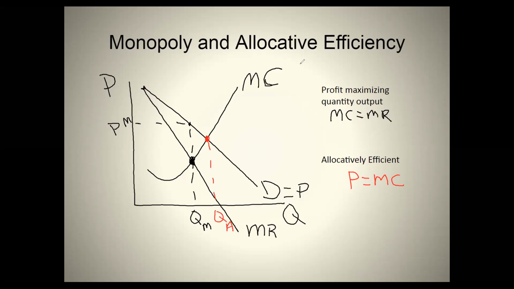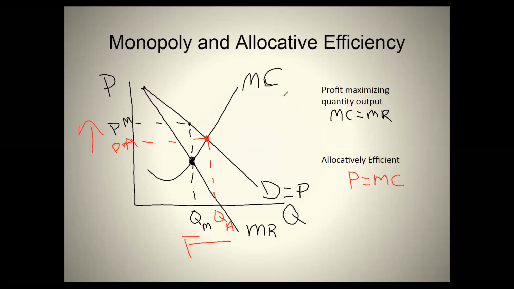a larger output, QA, Q allocative. And the price for QA, coming off the demand curve, would be PA. So they would be producing more at a lower price if they were allocatively efficient. Instead, a monopolist reduces output and charges a higher price. The price is greater than the marginal cost, so they're not allocatively efficient.